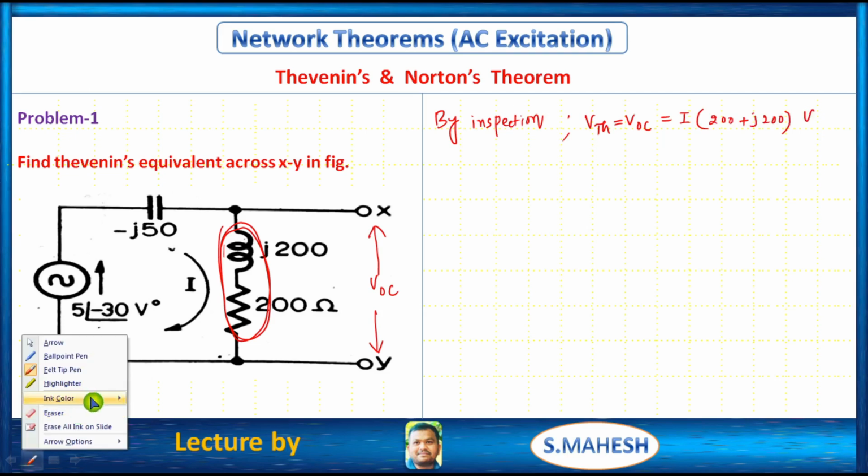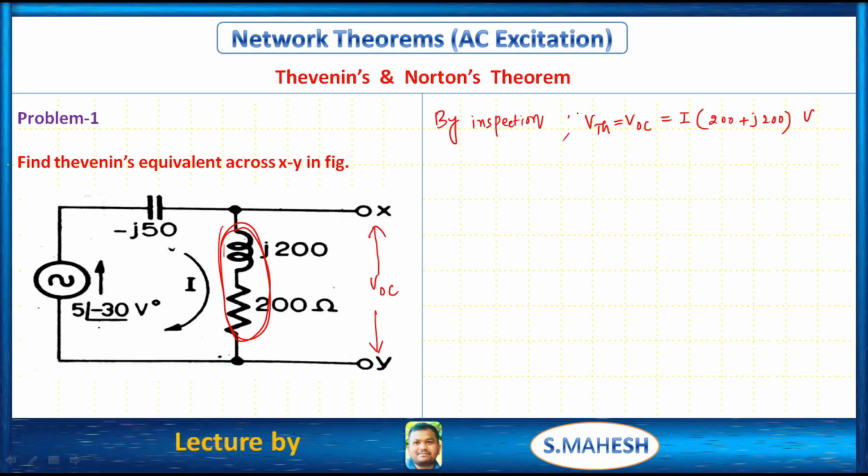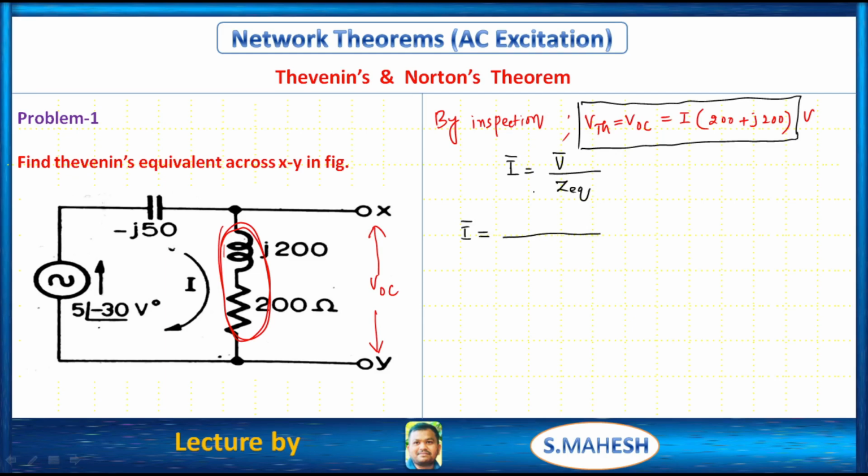This is the Thevenin's voltage. Means first we have to calculate the value of current, and obviously we will get the value of Thevenin's voltage. So the value of current I is equal to the total supply voltage divided by Z equivalent. So I is equal to V, which is 5 at an angle minus 30.